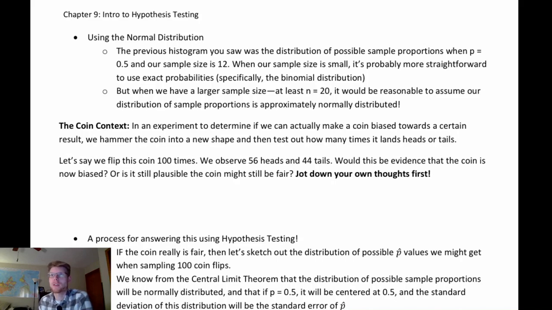So let's look at an example where we're looking at 100 coin flips, and we observe that 56 of those coin flips came up heads, 44 came up tails. Is there any evidence that maybe the coin is not fair? Or is this a result that I would expect to happen by random chance with a fair coin? How often would I see a result this far from 50-50 by random chance?